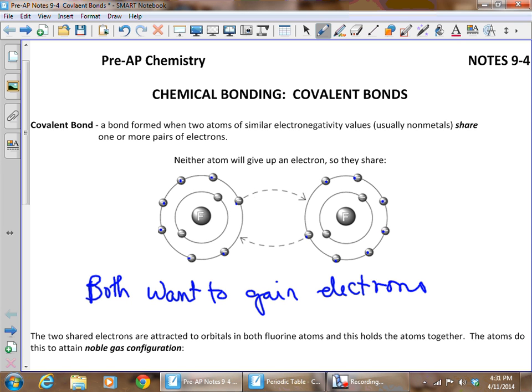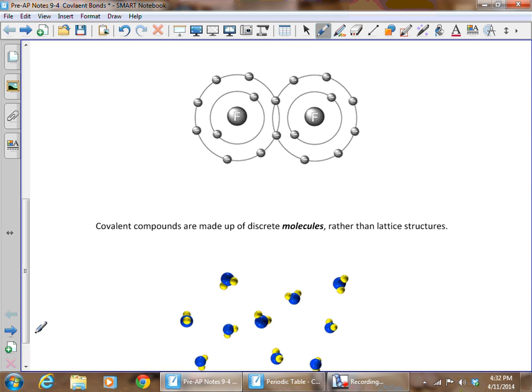Neither one of them is going to willingly give up an electron to the other one. So the only option they've got in this situation, where the electronegativity values, that tug of war on those electrons, is the same, the only option they've got is to share. So what happens is they take that pair of electrons and they share it in an orbital. When they share those two electrons in that orbital, it hooks those atoms together. It bonds those atoms together, and both attain a noble gas configuration, which you see right here.